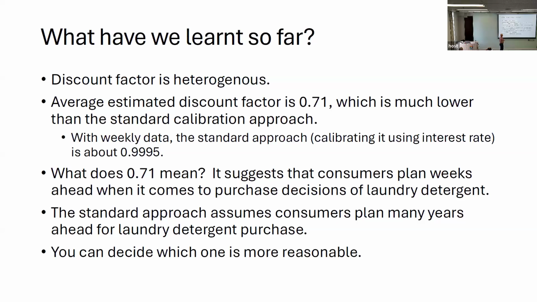Oftentimes when I presented this paper in the past, people will come and tell me that this time factor is so much lower than what we typically believe. But when you think about it, 0.71 means that consumers plan weeks ahead in these dynamic problems. When they buy laundry detergents, their planning horizon is more or less a few weeks. Now, if you set the discount factor as 0.995, what it means is that when people buy laundry detergents, they're making plans years ahead of them. Okay? So, you can decide which one is more reasonable.